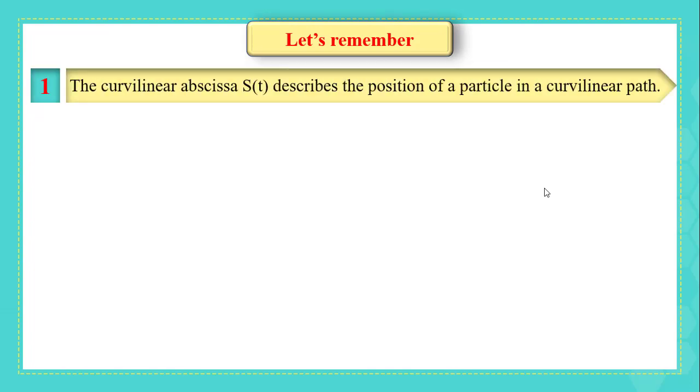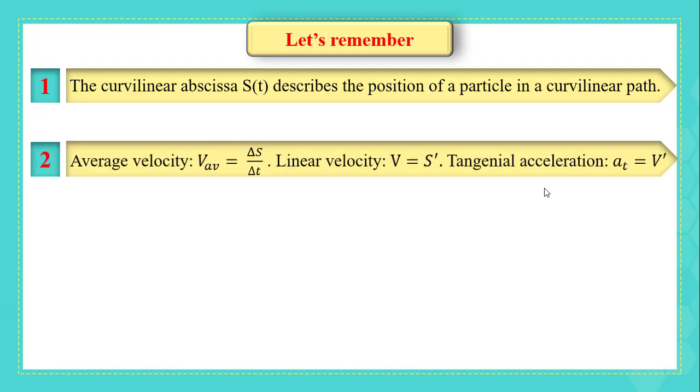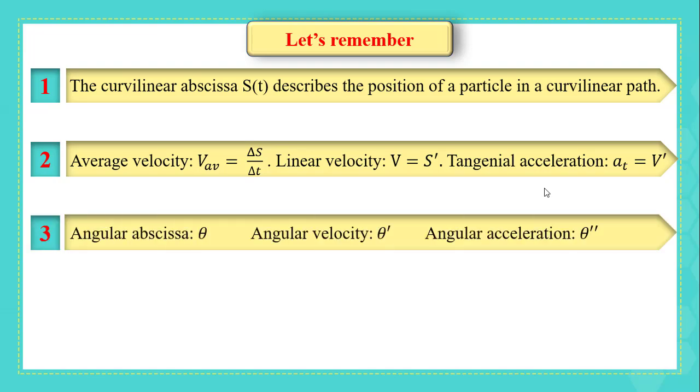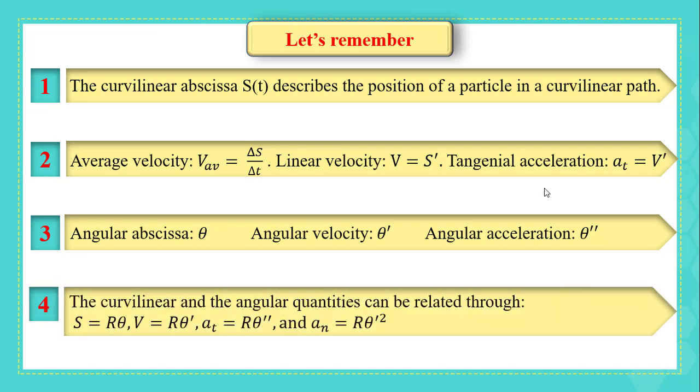Before, let's remember the main ideas of the previous part. The curvilinear abscissa S of t describes the position of a particle in a curvilinear path. The average velocity is given by delta S divided by delta t. The linear velocity is the derivative of the curvilinear abscissa, and the tangential acceleration is the derivative of the linear velocity. The angular abscissa is given by theta, the angular velocity is given by theta prime, and the angular acceleration is given by theta double prime. The curvilinear and the angular quantities can be related through S is equal to r theta, V is equal to r theta prime, AT is equal to r theta double prime, and AN is equal to r theta prime squared.